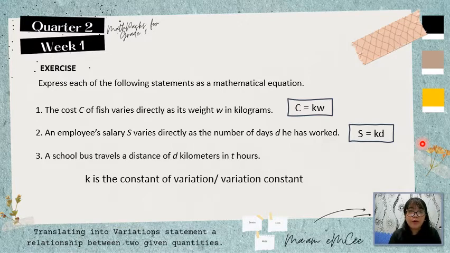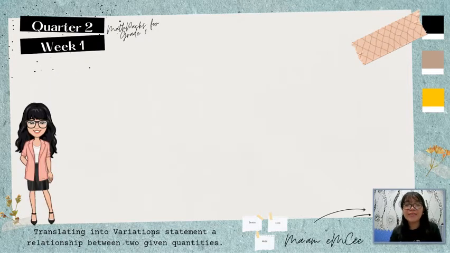And then for the third one, a school bus travels a distance of D kilometers in T hours. So we have here D is equal to KT, or distance is equal to K times your T, or time in hours. So that is for our direct variation. Now let us proceed with the inverse variation.